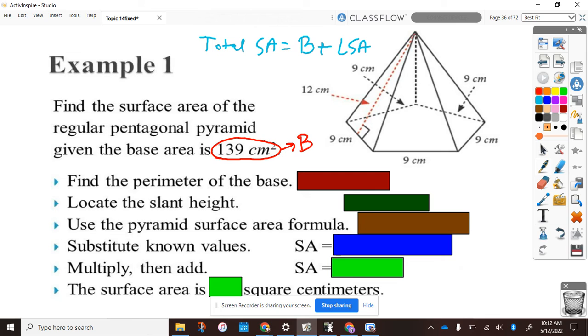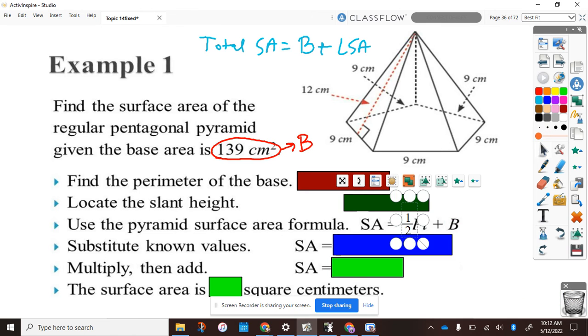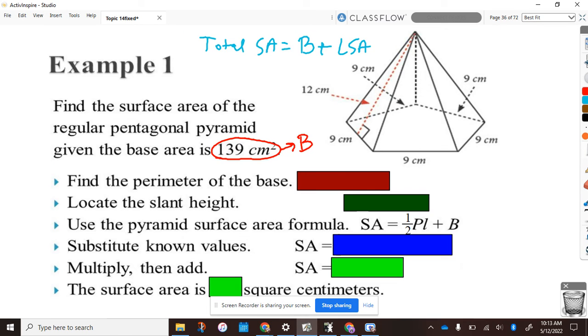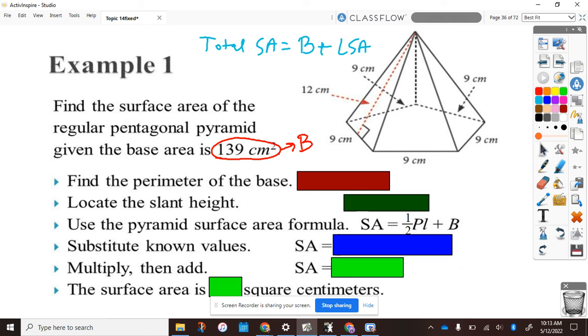If we're looking for the total surface area, the formula that we're going to use is this one right here. Lateral surface area, 1/2 P times L, plus the area of the base, capital B. Now, we already have capital B. Capital B was given to us at the very beginning. It's that 139. But for the perimeter of the base, that's something we have to find. The slant height, that's something we're going to have to find.